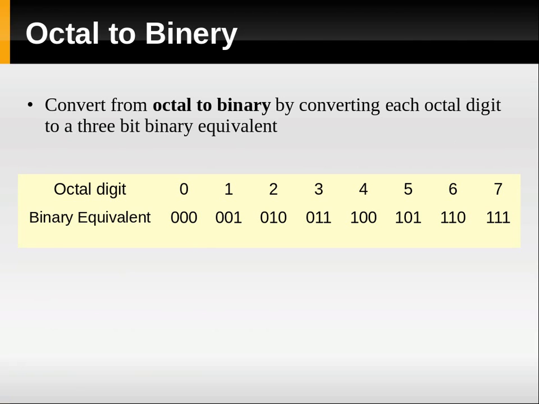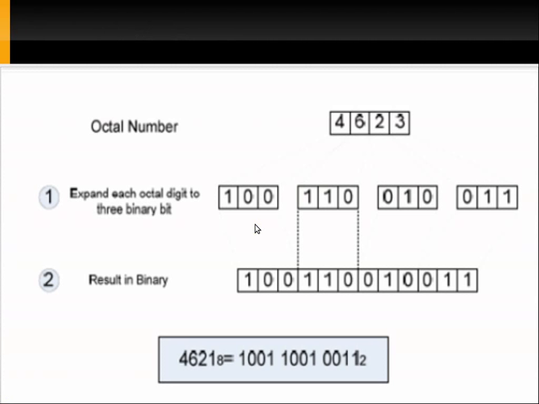Here you can see a table where you can see the binary equivalent of every octal digit. So 000 for 0, 001 for 1, 010 for 2, and so on, 111 for 7. So this is the table which we have to use for converting the given octal into binary, right? So let us see an example where I took a value in octal, that is 4623. Now I have to convert this 4623 into binary form.